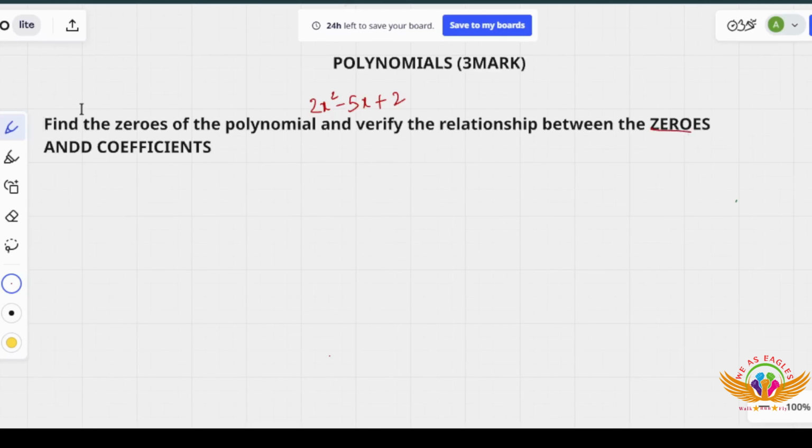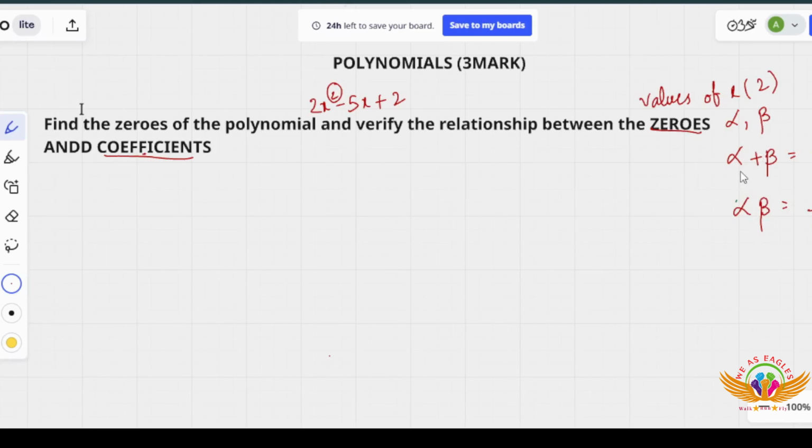between zeros and also the coefficients. As I told you in the previous 1 mark questions, zeros are nothing but the values of x. Because it is a quadratic polynomial, the degree is 2, so we will get two values of x here, and those will be our alpha and beta. And once we are done with alpha and beta, we also have two important formulae here. Alpha plus beta is equal to minus b by a, the sum of zeros, and alpha beta is equal to c by a, that is the product of zeros.